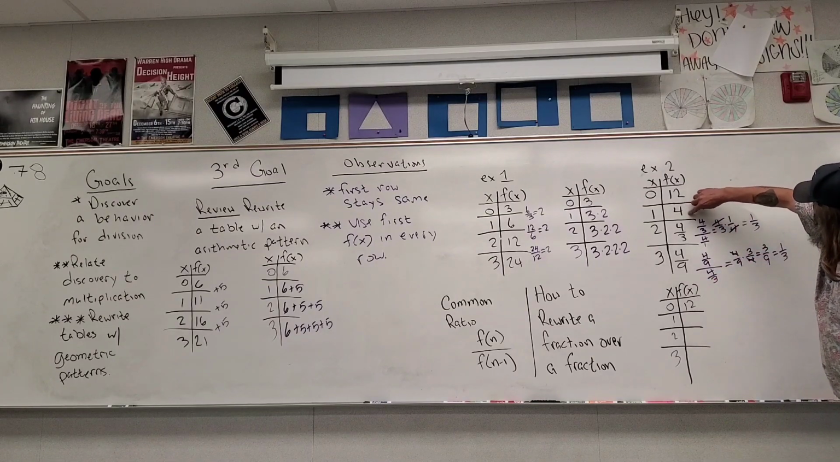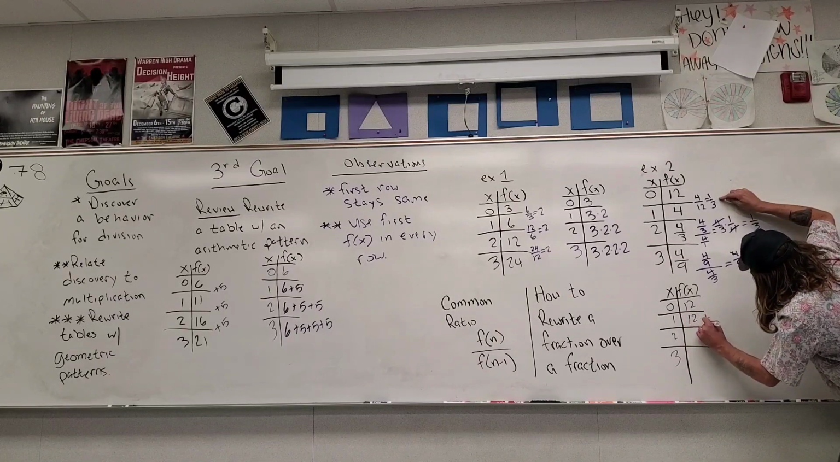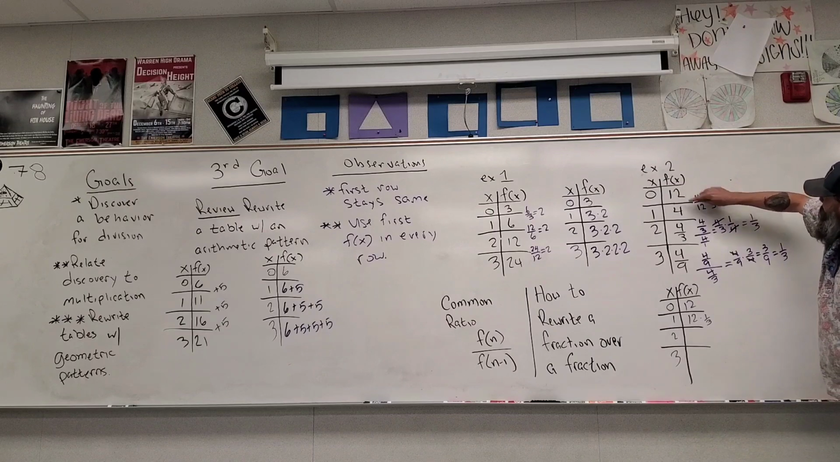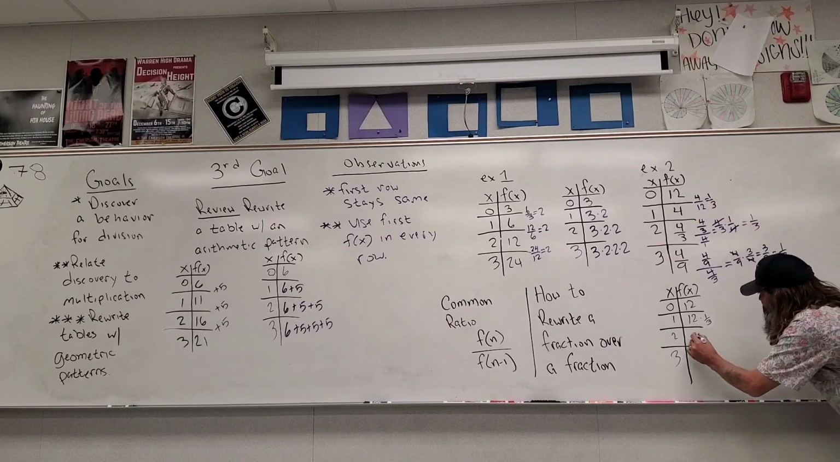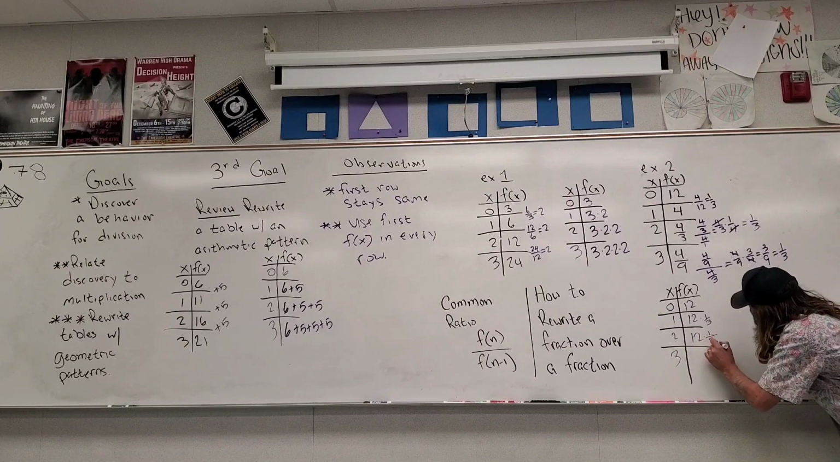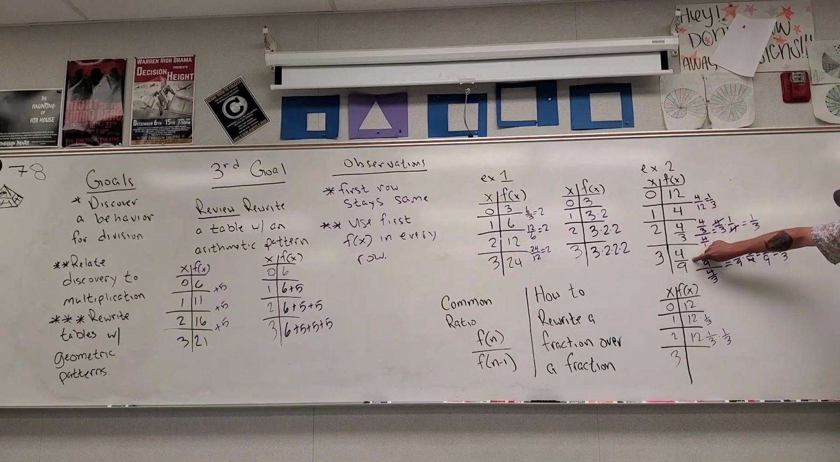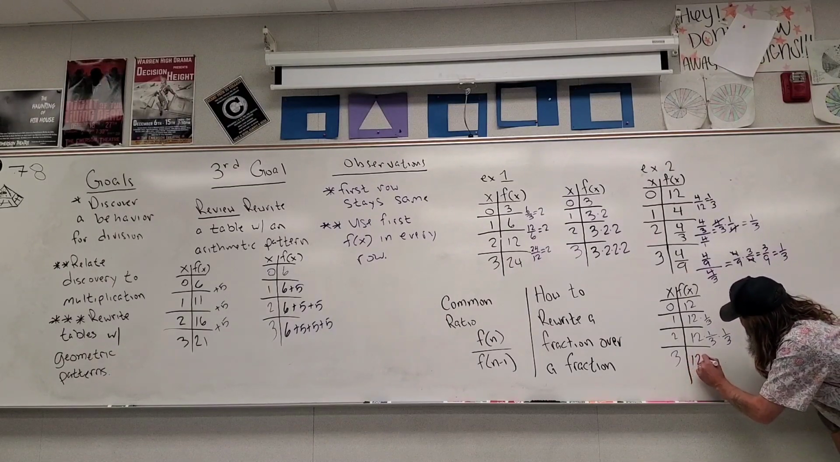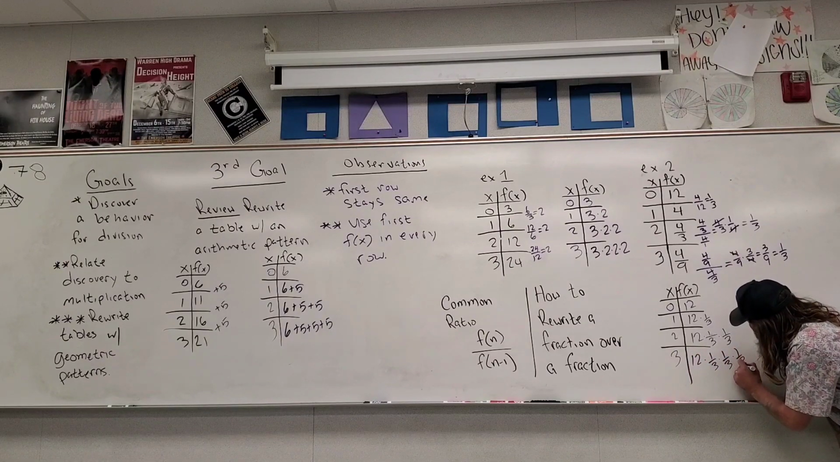To go from 12 to 4, I have to multiply by 1/3. So this is going to be 12 times 1/3. To go from 12 to 4 over 3, I have to multiply by 1/3 twice. So this becomes 12 times 1/3 times 1/3. To go from 12 to 4 over 9, I have to multiply by 1 over 3, 1 over 3, 1 over 3, 3 times. So this becomes 12 times 1 over 3 times 1 over 3 times 1 over 3.